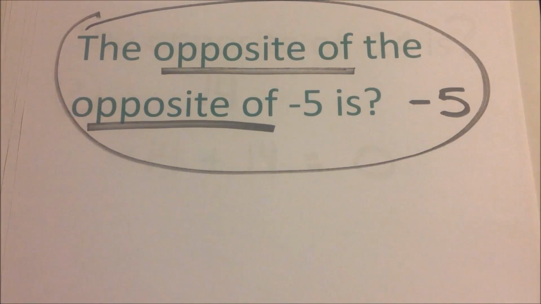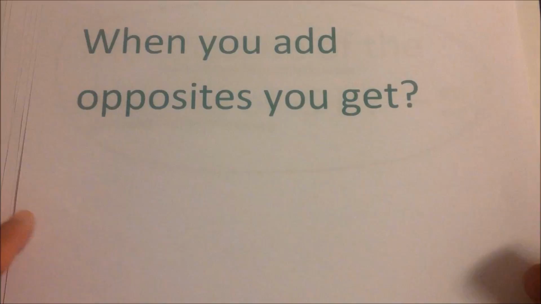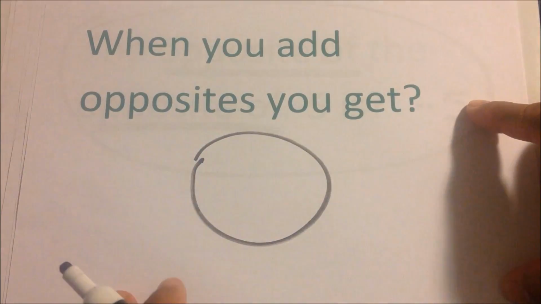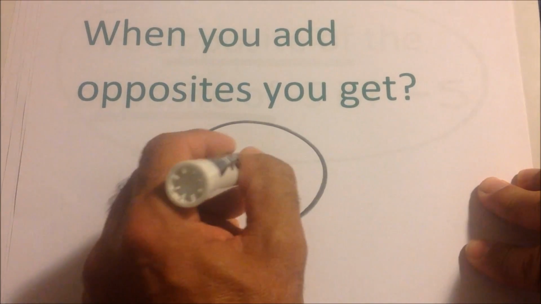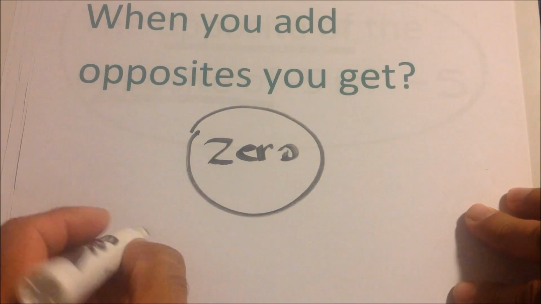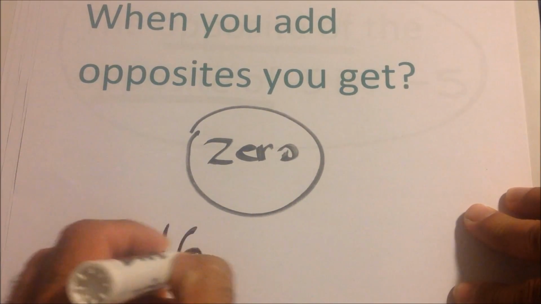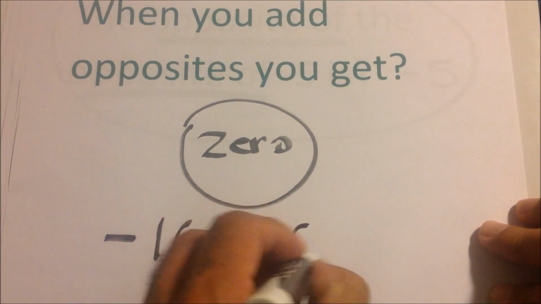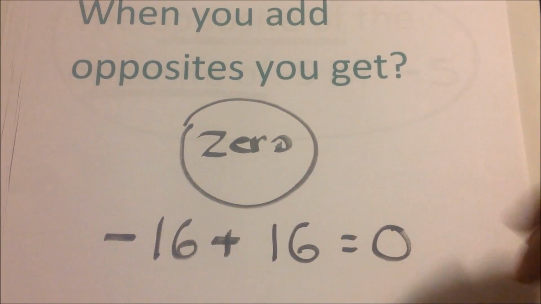So let's see if you remember. What happens when you add opposites? You get 0. Right? Not the letter O, but 0. And what else is it called? The additive inverse. So if I said negative 16, I would have to add it to its opposite, or its inverse, or its additive inverse, and we'll get 0.